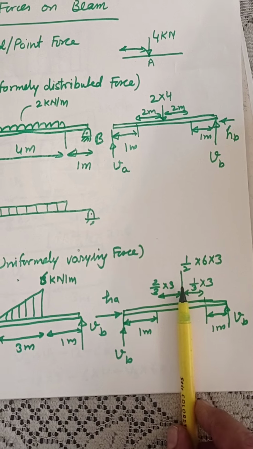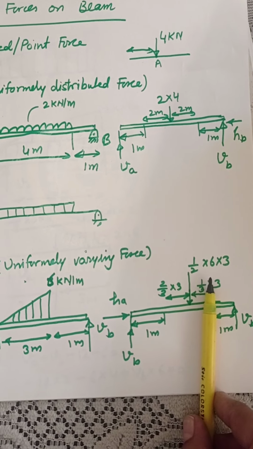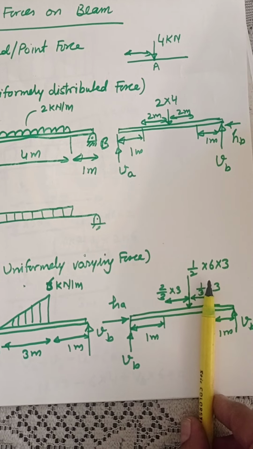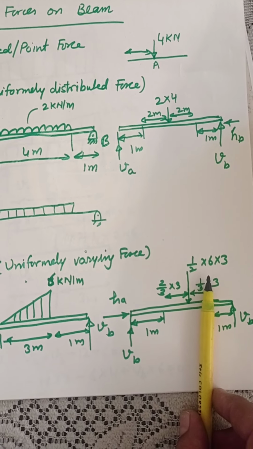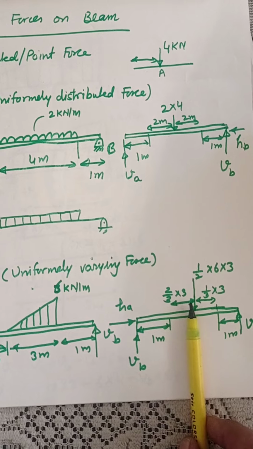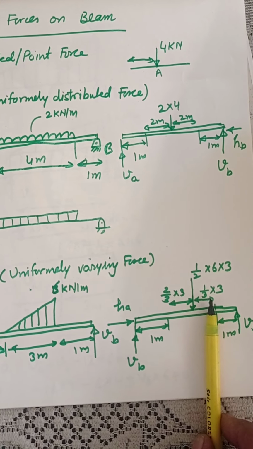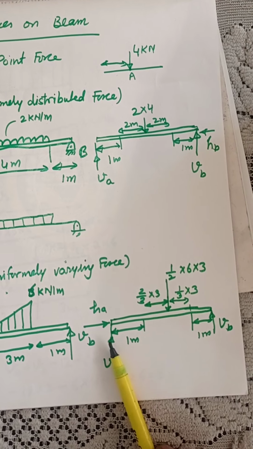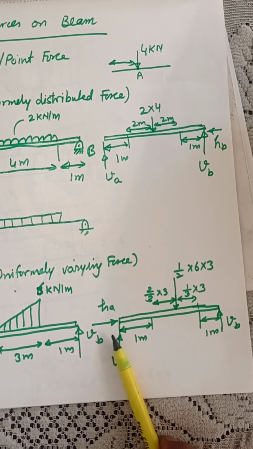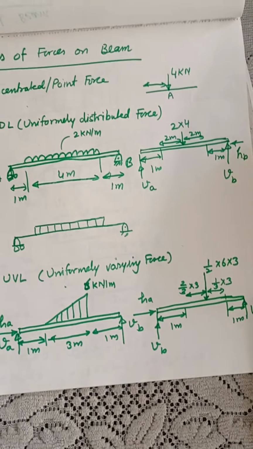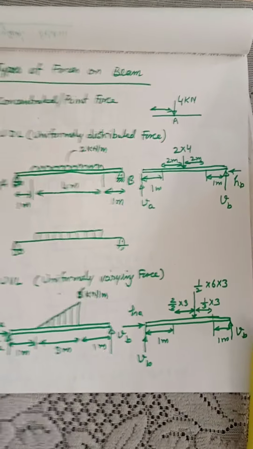What is the force? 1 upon 2, 6 multiplied by 3, that is 1 by 2, 0 plus 6, multiplied by 3. So the distance from here is 2 by 3 of 3, and from this side it is 1 by 3 of 3. Replace the supports: there is a hinge at A, HA and VA, and at this end VB. So these three kinds of forces normally act on the beam.